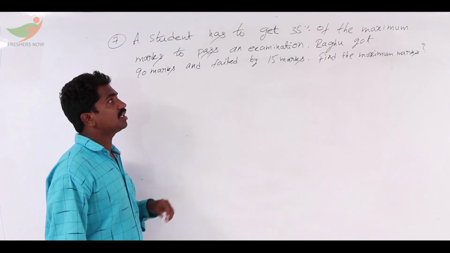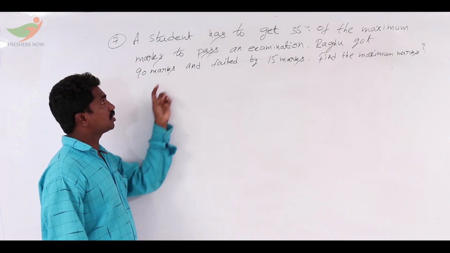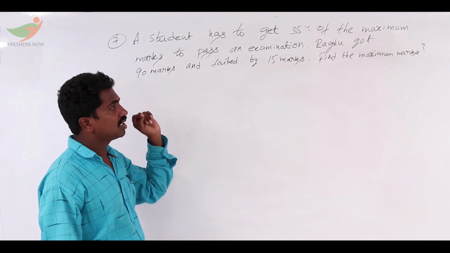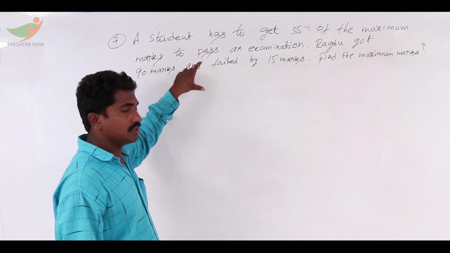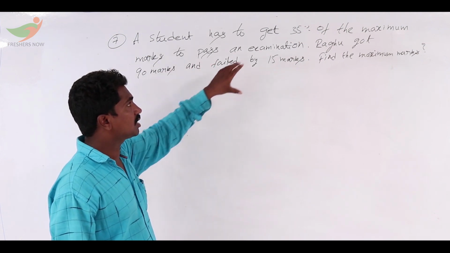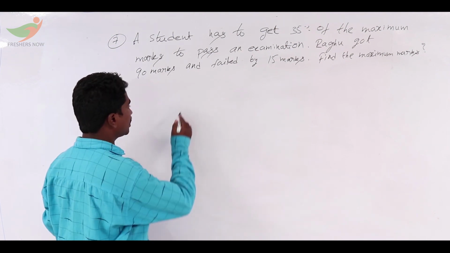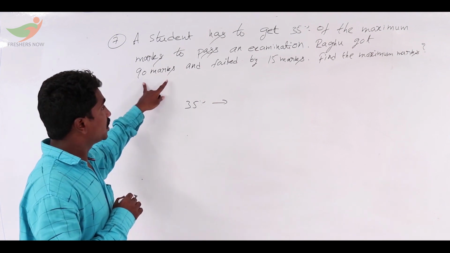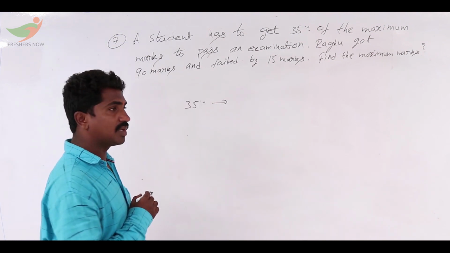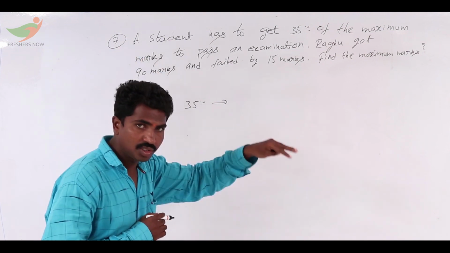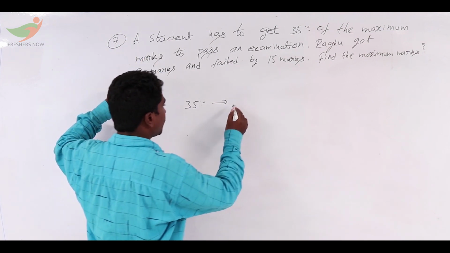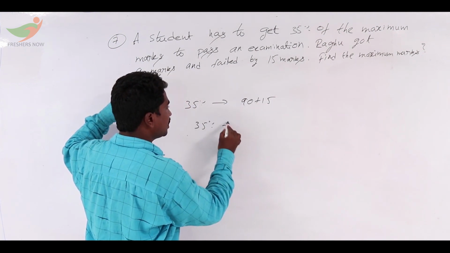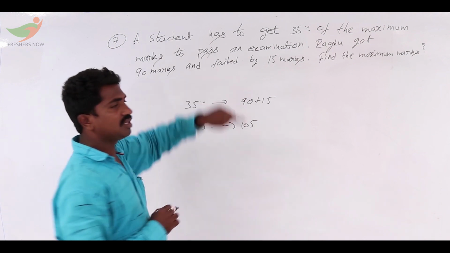Now we discuss the seventh question in percentages. A student has to get 35% of the maximum marks to pass an examination. Raghu got 90 marks and failed by 15 marks. Find the maximum marks. Here, the pass percentage is 35%. If he got 15 marks more, he will pass. So the pass marks are 90 plus 15, so 35% is 105 marks.